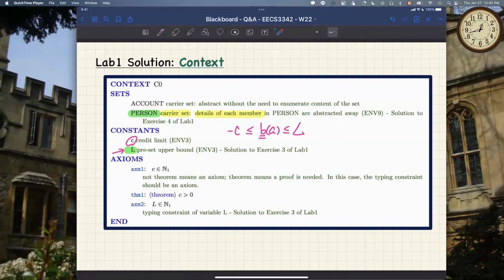And of course, whenever you do withdraw, you want to make sure you don't go below the minus C credit limit. And symmetrically, whenever you do deposit, you want to make sure you don't go above the larger limit, right? That makes sense. And here we say that the L that we introduce is actually a positive number. The upper limit, we don't allow that to be 0. So these are the 3 things that were added in the solution. All right, that's number 1.